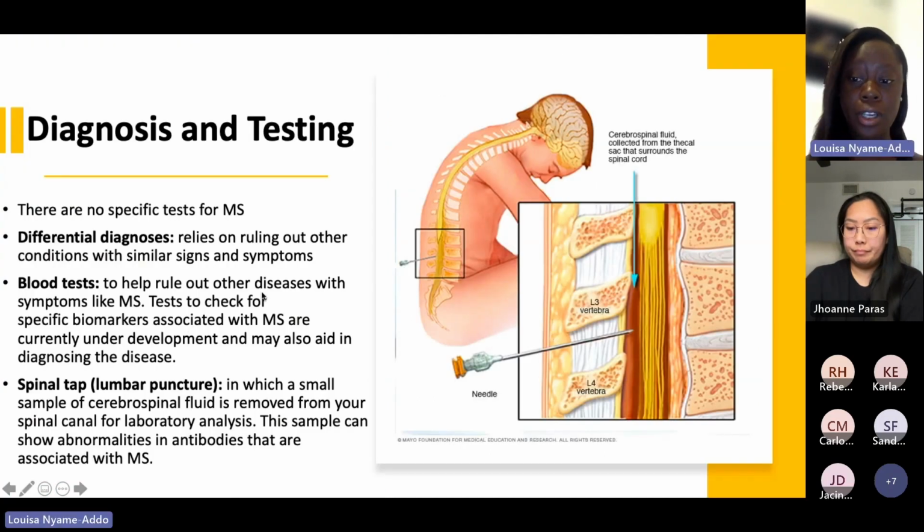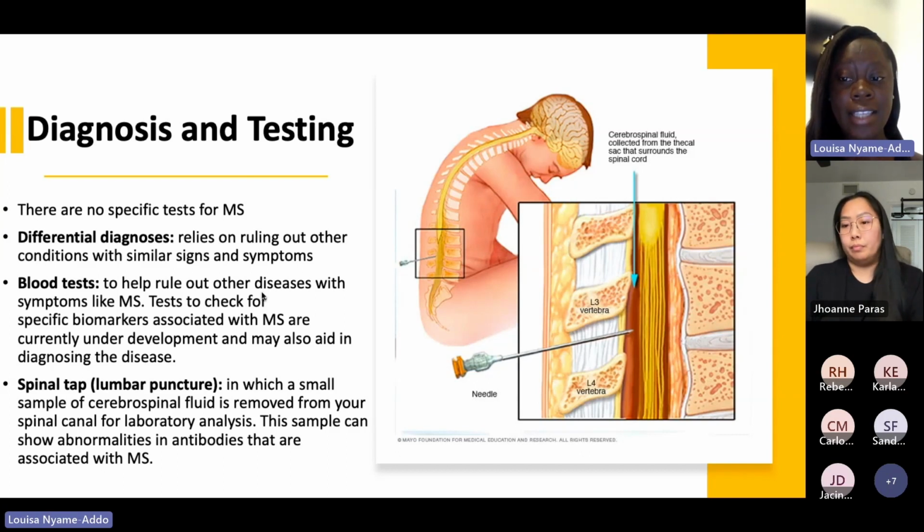Diagnosis and testing. So there are no specific tests for MS. What they do is rely on ruling out other conditions with similar signs and symptoms, and this is known as differential diagnosis. So the first test they do is a blood test, and this will help rule out other diseases with symptoms like MS, and a test to check for specific biomarkers associated with MS that are currently under development and may also aid in diagnosing the disease.